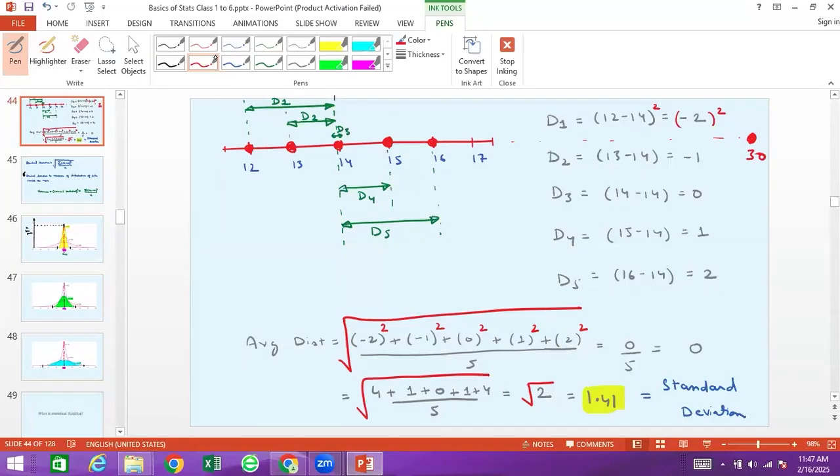Yeah, got it. Thank you. In this case, the mean will also increase. Yes, mean will also increase. You're right.